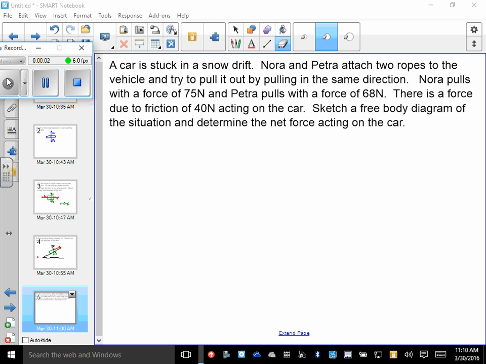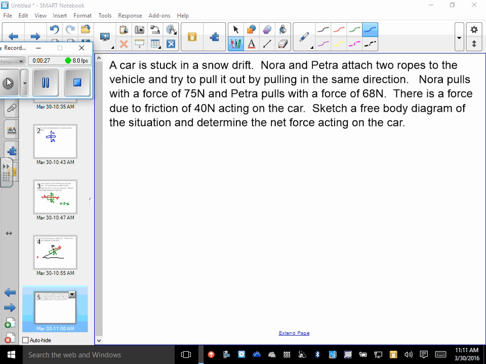A car is stuck in a snowdrift. Nora and Petra attach 2 ropes to the vehicle and try to pull it out by pulling in the same direction. Nora pulls with a force of 75 newtons and Petra pulls with a force of 68 newtons. There is a force due to friction of 40 newtons acting on the car. Sketch the free body diagram and determine the net force acting on the car.